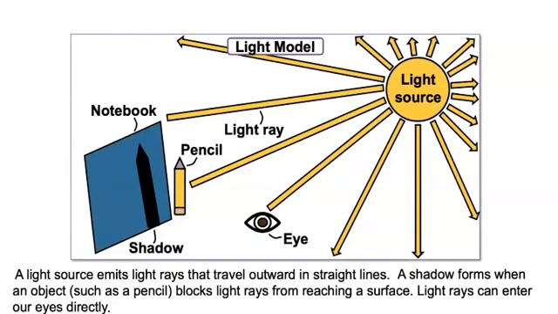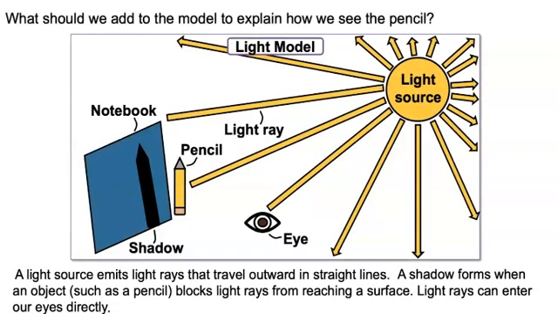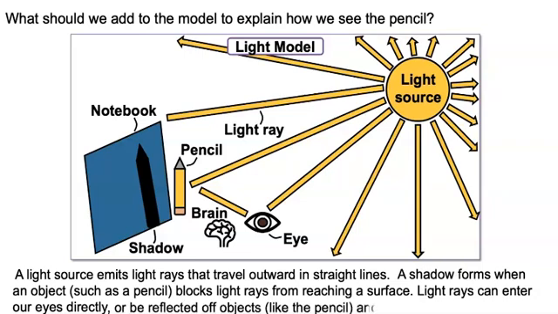What should we add to the model to explain how we see the pencil? I think we need to add that rays of light reflect off the pencil to our eyes. Anything else? Hey, maybe we should show a brain too. Now let's update our explanation. We already have light rays can enter our eyes directly, so let's add or be reflected off objects like the pencil and then enter our eyes.